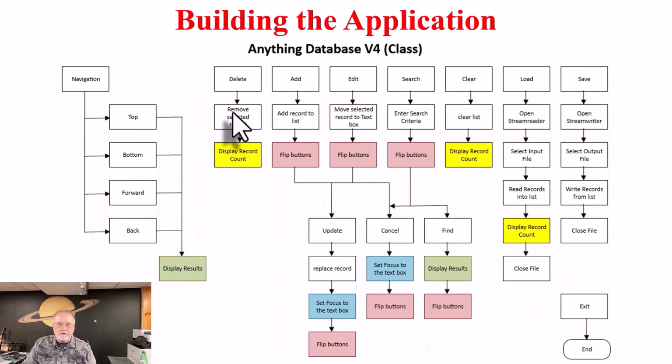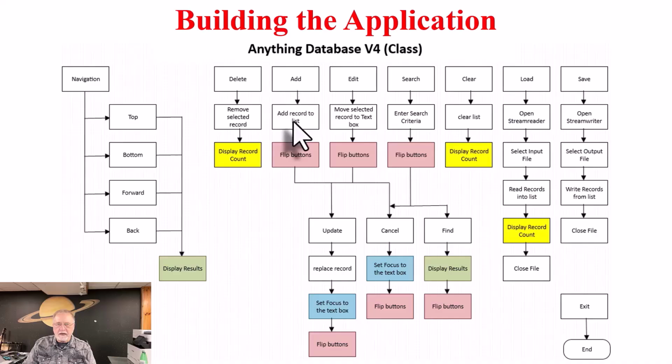Delete is going to simply remove the selected record and display a count. Save is going to open a stream writer, select the output file, write the list, and go on from there and close the file. We don't see anything in the class in here because that's in our programming piece, and we'll design that and put that together as we start to write our application and make this thing work. But altogether, everything is kind of the same.